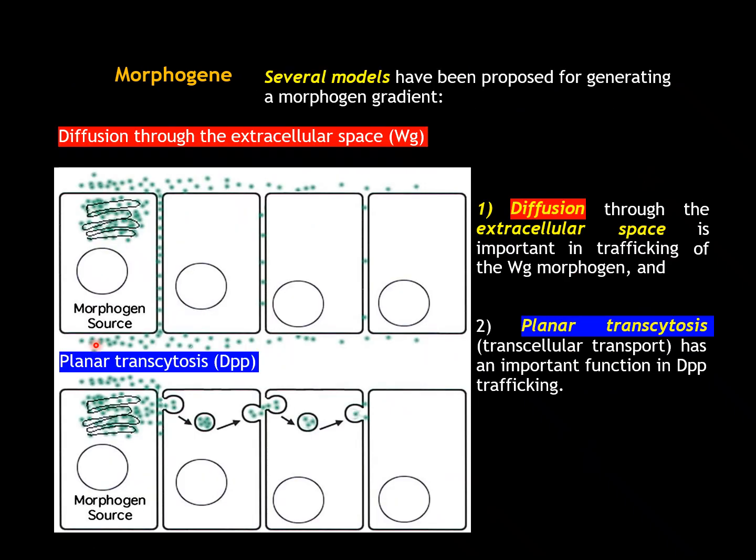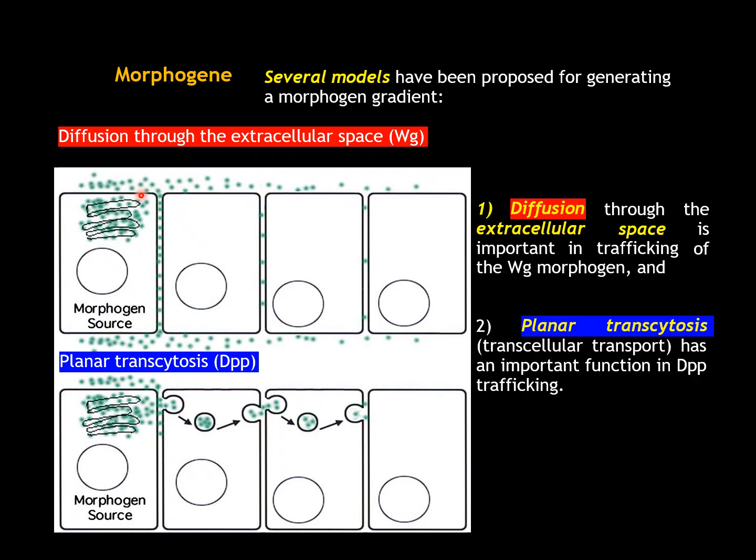In this diagram, you can see two potential mechanisms for the morphogen. Yeah, there are several potential mechanisms. Here you can see the one for wingless and here the one for DPP. So the one for wingless is the diffusion through extracellular space. In this case, it could be something like paracrine signaling, where the molecules go outside and there will be a gradient.